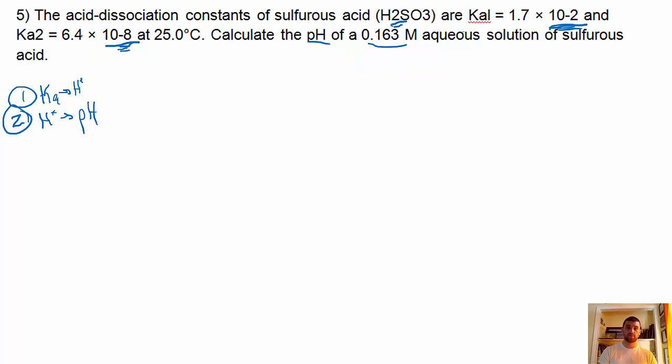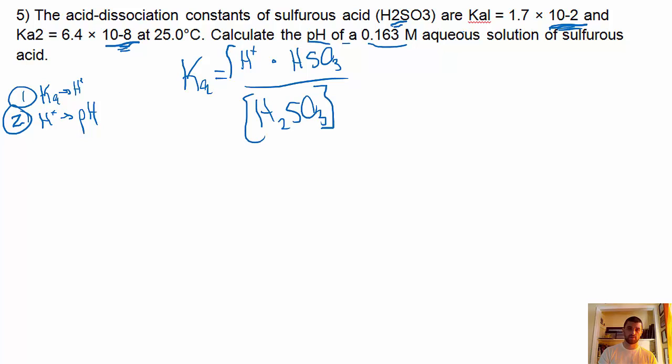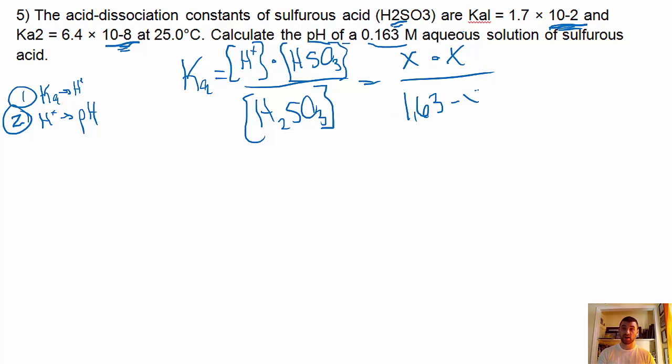All right. So I get my Ka expression to equal the H plus times the HSO3 minus all over the H2SO3 concentration. How much H plus and HSO3 minus am I going to get? I'm going to get X amount of each, right? How much H2SO3 is going to be left over? Well, I started with 1.63 molar, but then I used up X amount that dissociated. So now I'm going to combine all these like terms. I'll work out the algebra on this one.